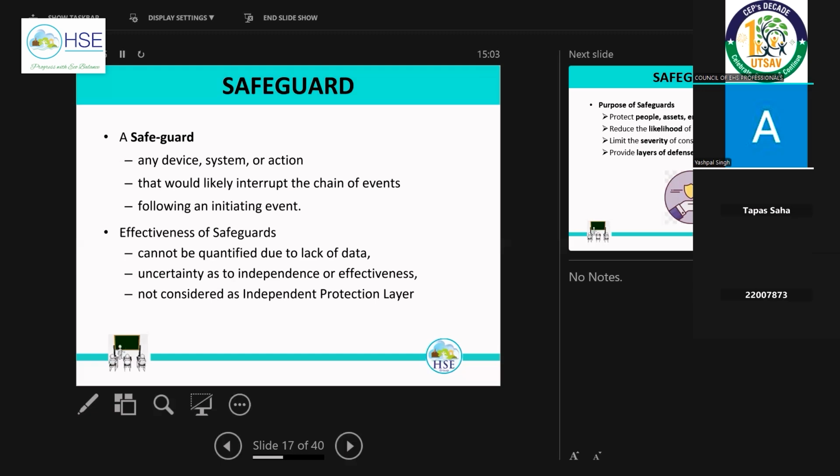But at the time of safeguard, we can consider training, we can consider SOP, we can consider records in the log sheets, we can consider the temperature alarm also as a safeguard. So these are all the devices that will interrupt the chain of events. Let us understand how it interrupts. Suppose there is training. Because of training, that human error will not be possible, which we consider in this study.